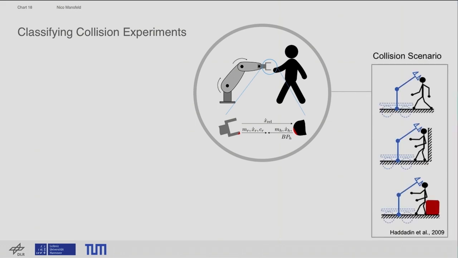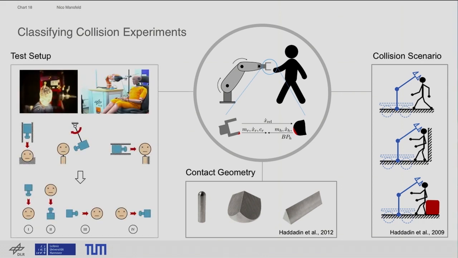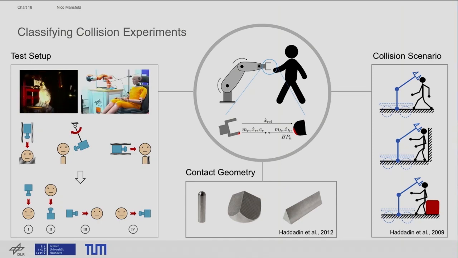Then we also may have different collision scenarios. So the human may be unconstrained, constrained, or partially constrained. Then at the contact point, you always have a certain geometry, and typically you can decompose them into a set of primitive geometries like spheres, corners, edges. And in biomechanics, many different test setups have been used over the years, so drop test experiments, pendulum setups, and we classified all of them and came up with 4 principal test setups.